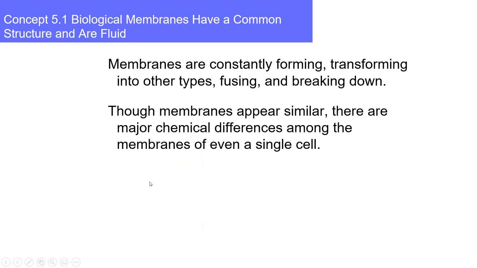Now, membranes are constantly being broken down, transformed, and fusing. Though membranes may be similar, there are major differences in the membranes of even a single cell. So every region of a cell may have a different membrane because of different functions. Remember, structure determines function. If you have different structures, including composition, you're going to have different functions, and that's going to allow it to do certain things.